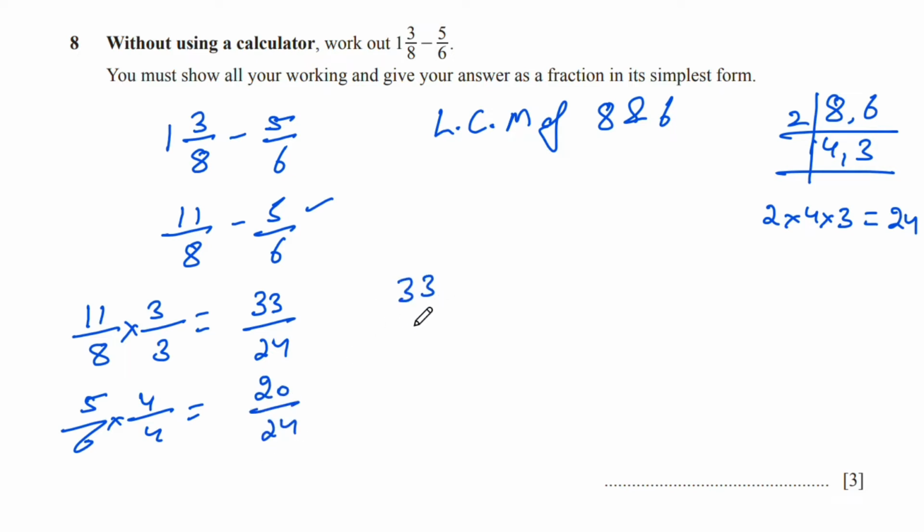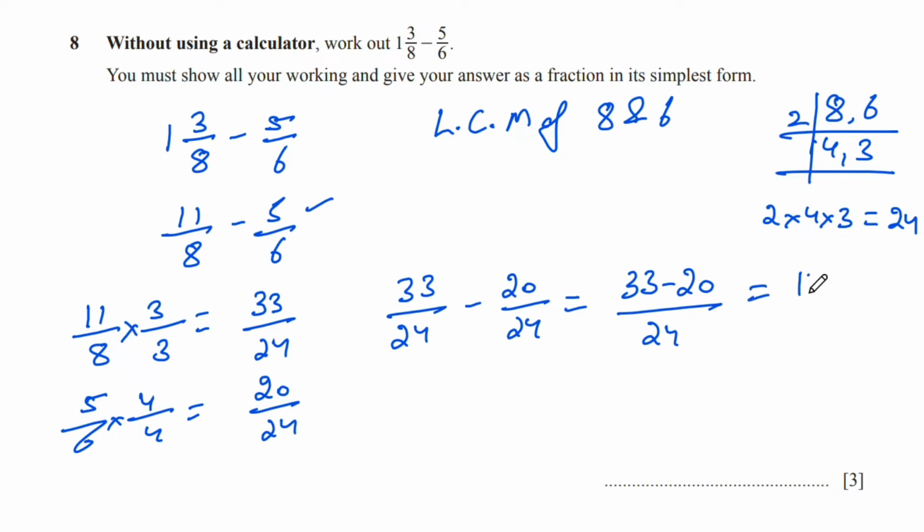Now we can do 33 by 24 minus 20 by 24. Now since the base is same, we can directly minus 33 minus 20, which is 13. This is 13 by 24. So our answer is 13 by 24.